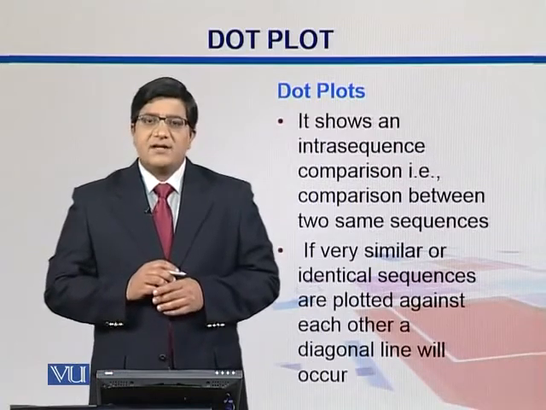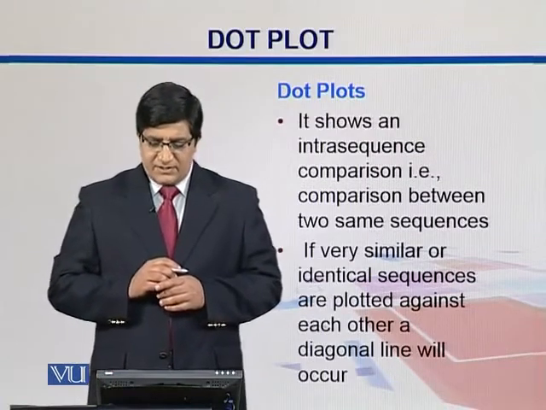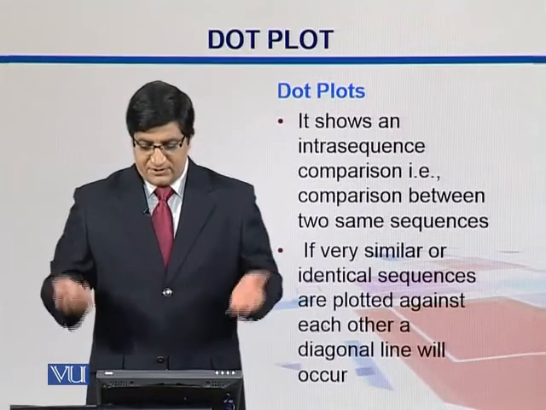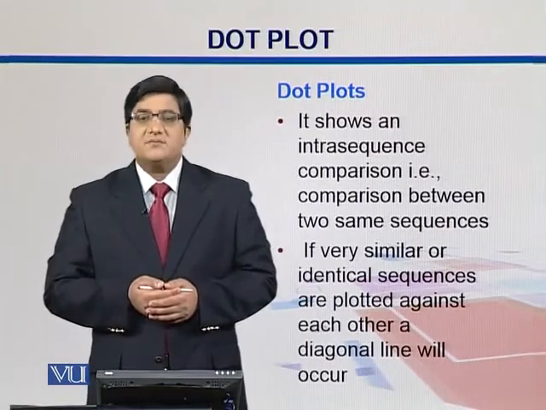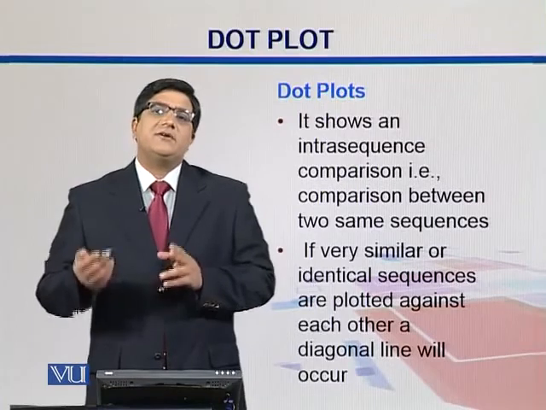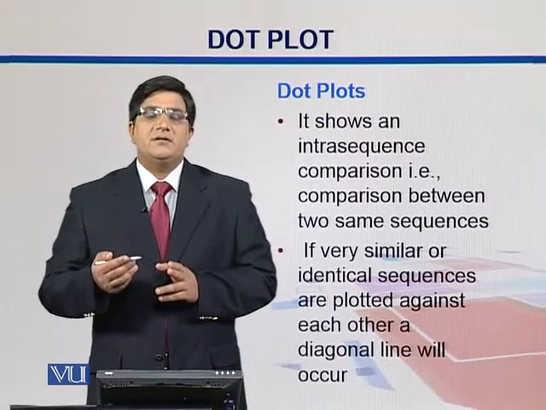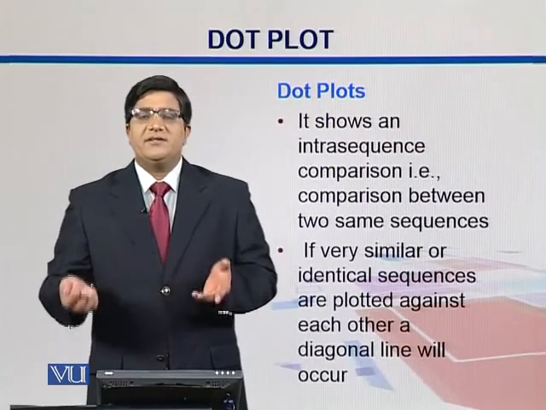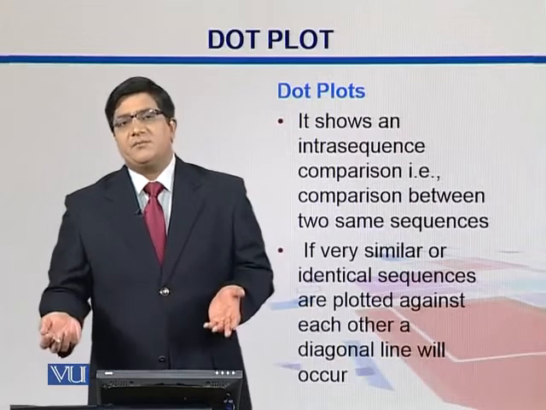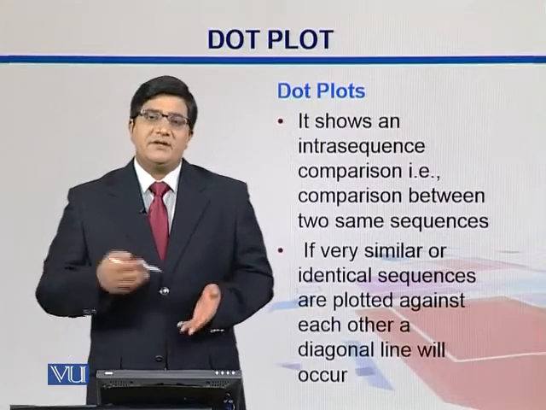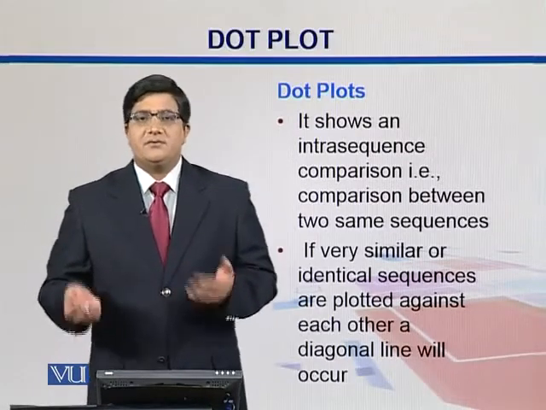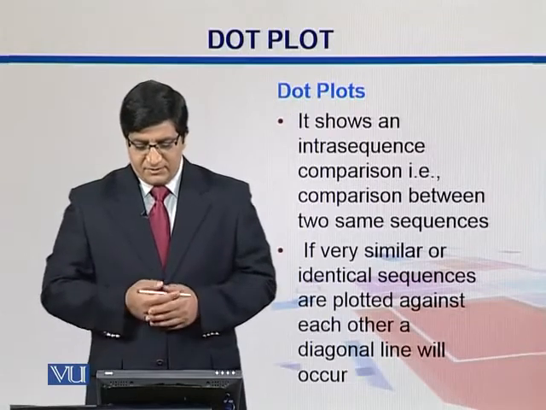Basically this arrangement is called dot plots. Dot plots show intra-sequence comparisons. Sometimes we take the same sequence and try to find out whether we have repeats in that sequence, or how many repeats we have, and whether they are direct repeats or inverted repeats. We'll do that and see it in a moment.